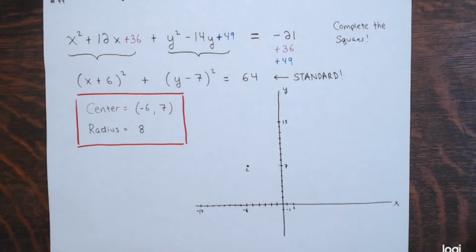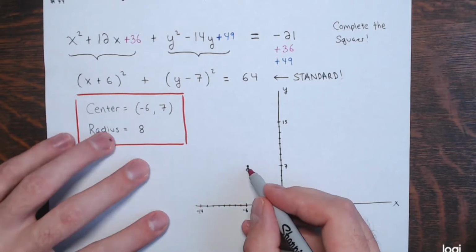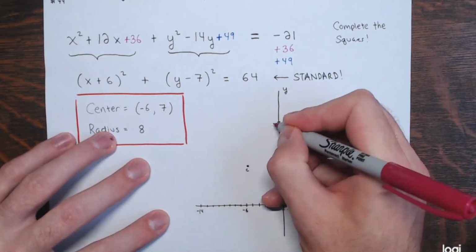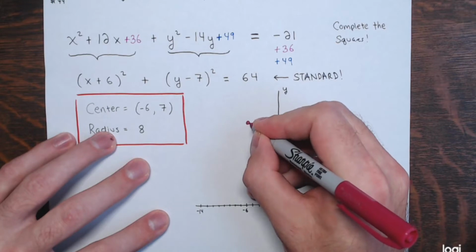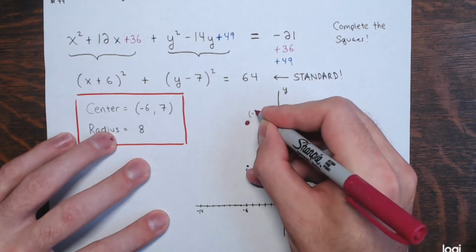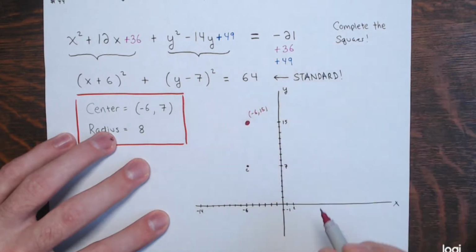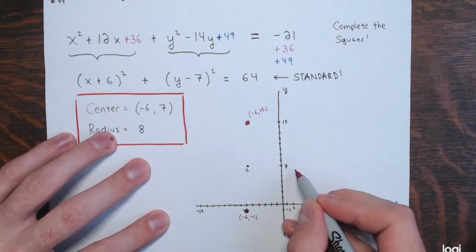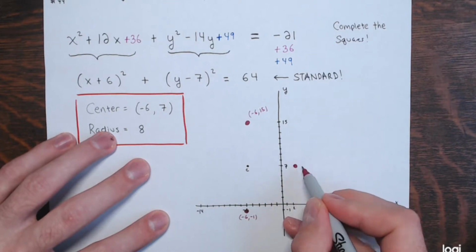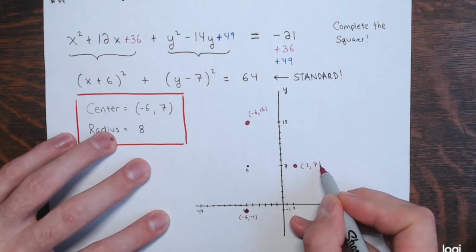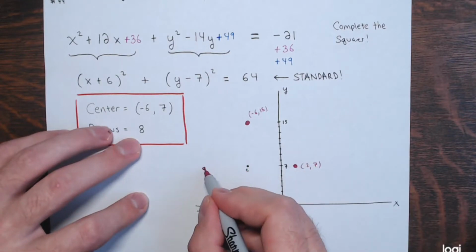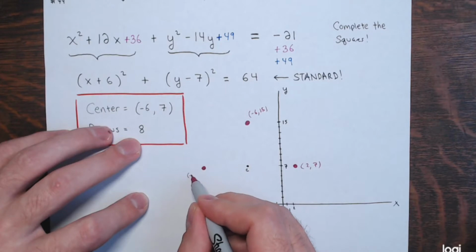Alright, so plotting all these points, there's a center, go 8 units above. 15 here, there we go. This is the point negative 6, comma 15. 8 units below. Here's negative 6, negative 1. 8 units to the right, there's 2, 7. And then 8 units to the left, negative 14, 7.